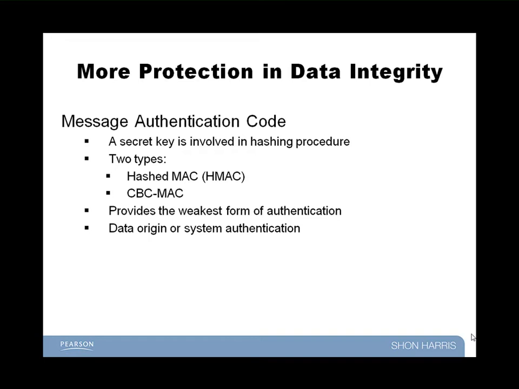So if we do need more protection, then we're going to implement message authentication code. This is basically using a hashing algorithm and using symmetric cryptography. We're going to be using symmetric keys. So there's two types of MAC. MAC is message authentication code. We're going to look at hash MAC and CBC MAC. Now these both provide what's called the weakest form of authentication.